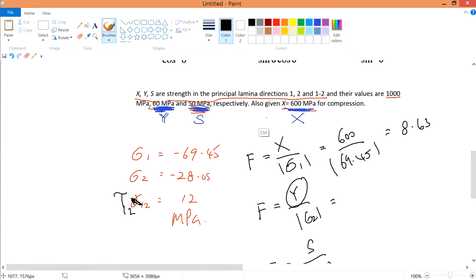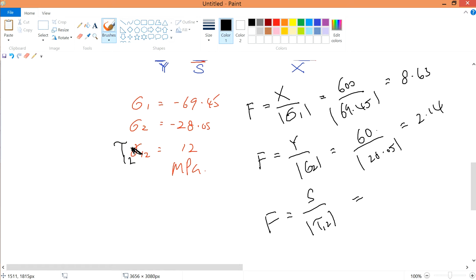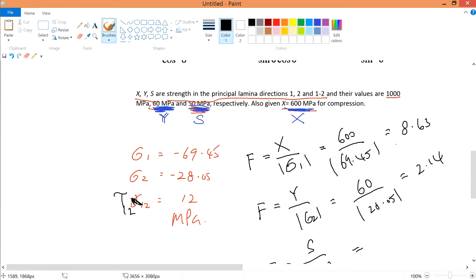Alright, so the y now is 60 MPa. I'm just simply subbing in the values, divided by sigma 2, which is 28.05. And I'll have 2.14. Okay, and if you were to calculate for the shearing, shear is what?